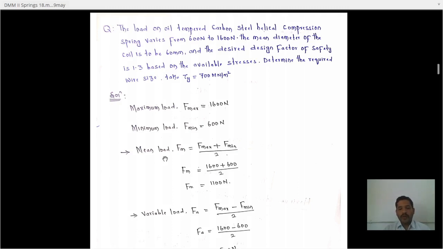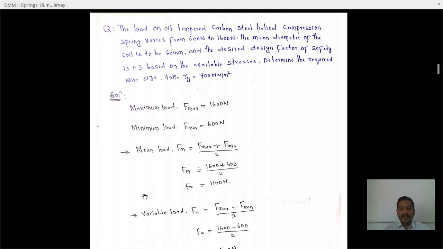So for the mean load, we have the formula FM is equal to maximum load plus minimum load by 2. The maximum load given in the question is 1600 plus the minimum load given as 600, by 2. If you calculate with the help of a calculator, you will get the answer of 1100 Newton. That is the value of the mean load.